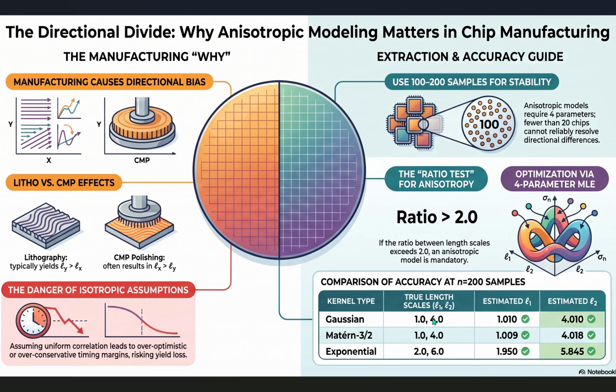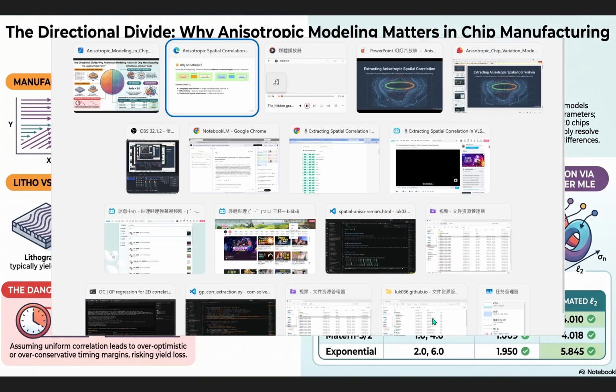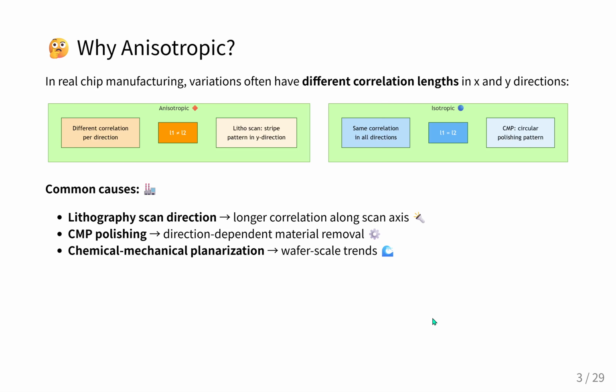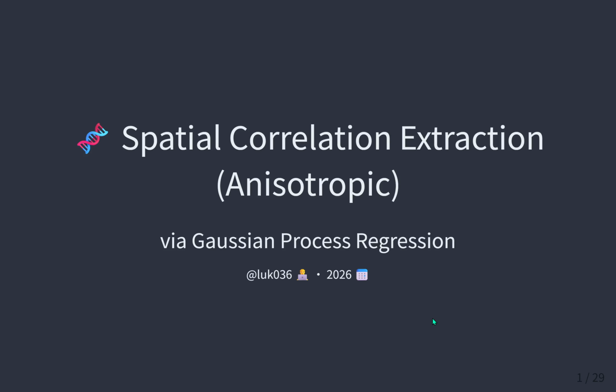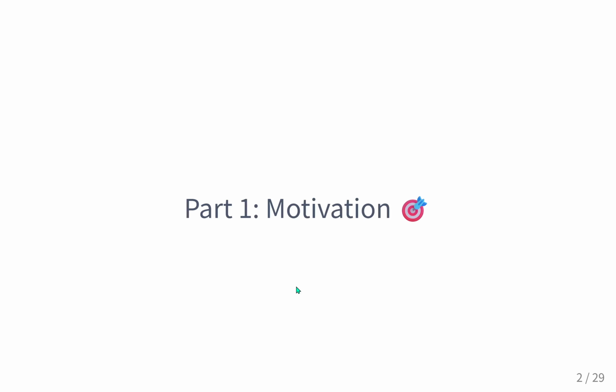So that is our mission today. We are taking you into a highly technical yet incredibly consequential presentation from 2026 by an author known as Atlook036. The title is Anisotropic Spatial Correlation Extraction via Gaussian Process Regression. Which I know sounds like a massive mouthful. It is a mouthful, yeah. But what we are really looking at in this slide deck is a comprehensive guide to uncovering a specific microscopic asymmetry in how chips are actually made.